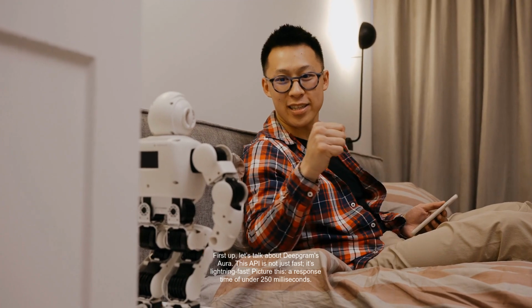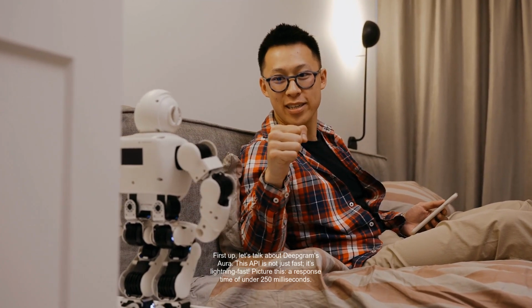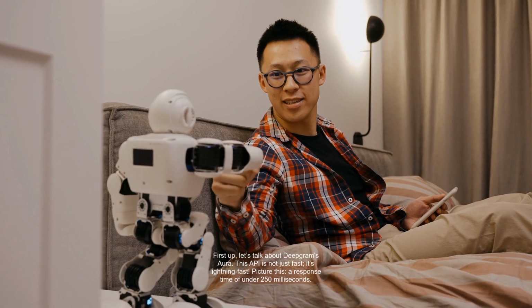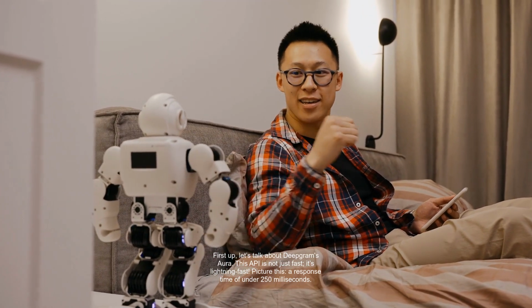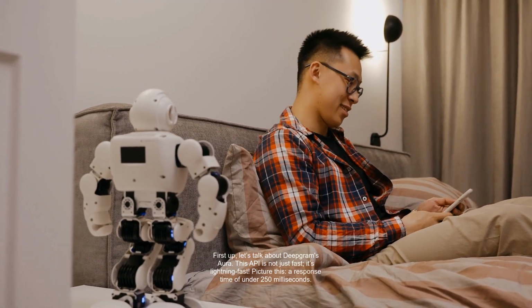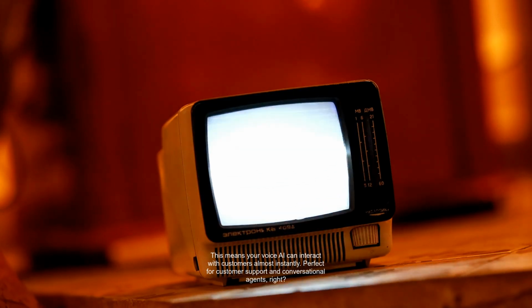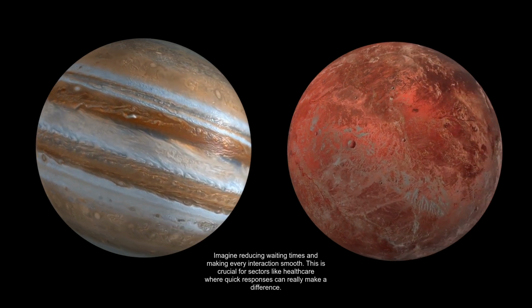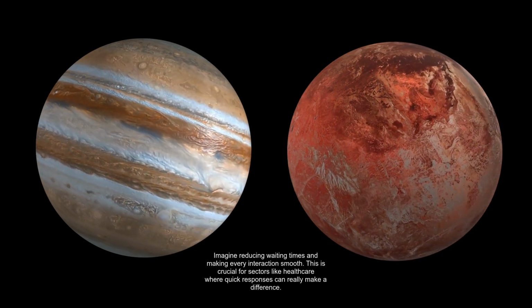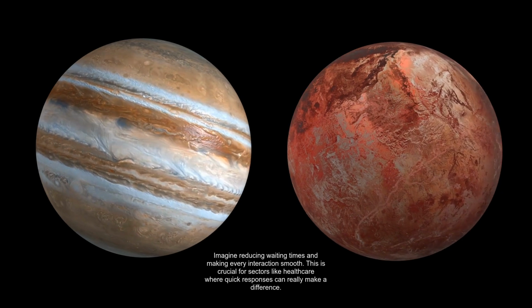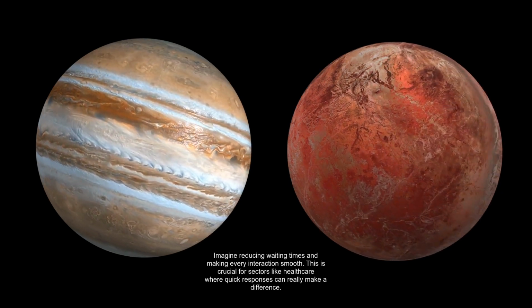First up, let's talk about Deepgram's Aura. This API is not just fast, it's lightning fast. Picture this: a response time of under 250 milliseconds. This means your voice AI can interact with customers almost instantly, perfect for customer support and conversational agents, right? Imagine reducing waiting times and making every interaction smooth. This is crucial for sectors like healthcare where quick responses can really make a difference.